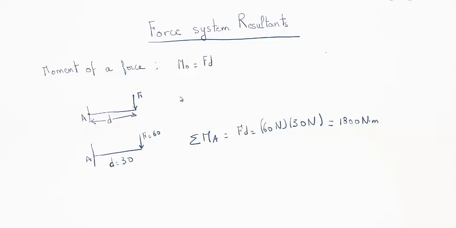So let's say we want to get moment A from the force. This is going to be F times d. Let's say the force is 60 Newtons, the perpendicular distance is 30 meters. So the sum of the moment about A is Fd, 60 times 30, which gives us 1800 Newton meters.